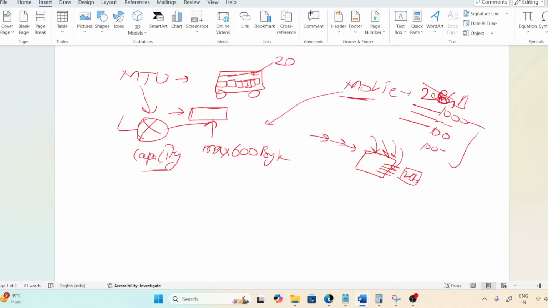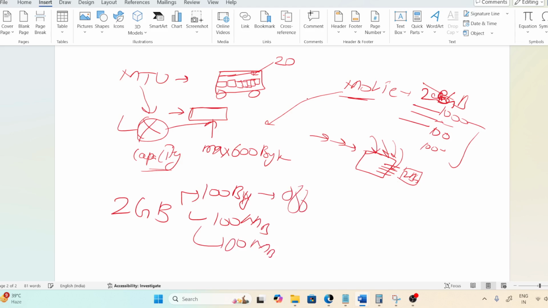Suppose this is a movie of 2 GB, and we have divided it into 100 MB packets: 100 MB packet, 100 MB packet, 100 MB packet. So how would the receiver know the order? The receiver knows only by the offset. We have the offset value of 72, so we are going to add 72 to every last number.